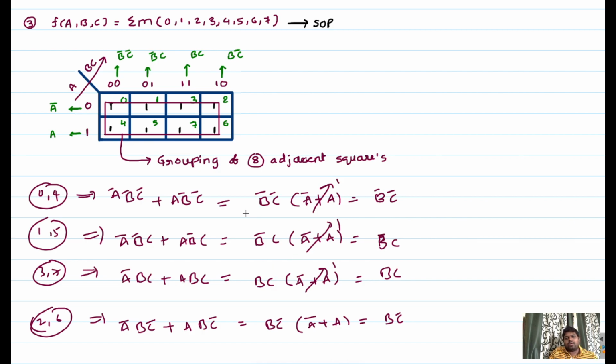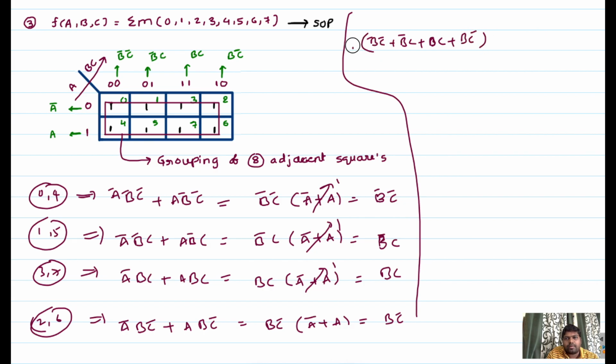That means what I conclude here is that for this entire row, a bar is the common element, and for this entire row, a is the common element. So by grouping 8 adjacent cells, we will focus only on b bar c bar, b bar c, bc and bc bar. First I will take b bar c bar, b bar c, bc plus bc bar into a bar. This is for the first row.